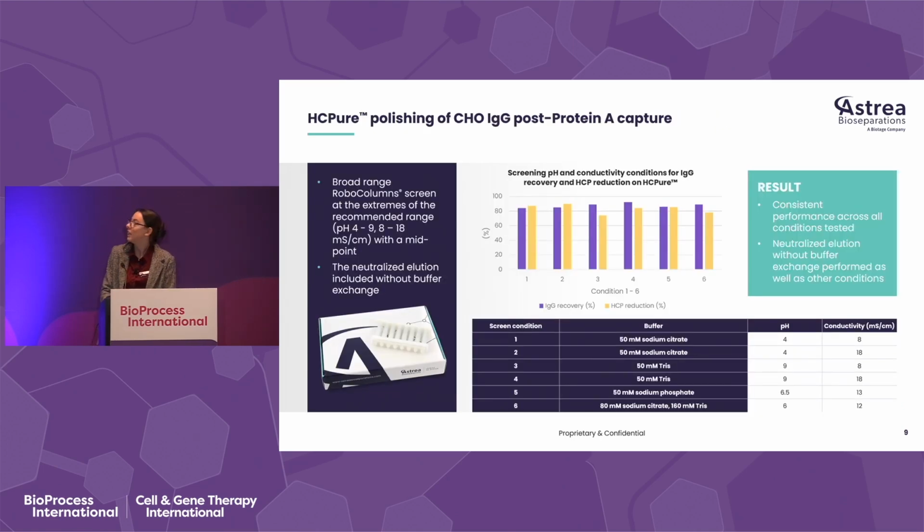Okay, so here we have the broad range RoboColumn screen that we used for the CHO HCP, the CHO IgG following the protein A purification. This is a very typical screen that we'll run whenever we have a new product that we want to purify with our HC Pure adsorbent. And this is a broad range looking at the extremes of the conditions that we tend to use on HC Pure. So the pH ranges from 4 to 9, and then we tend to look at between 8 and 18 millisiemens.